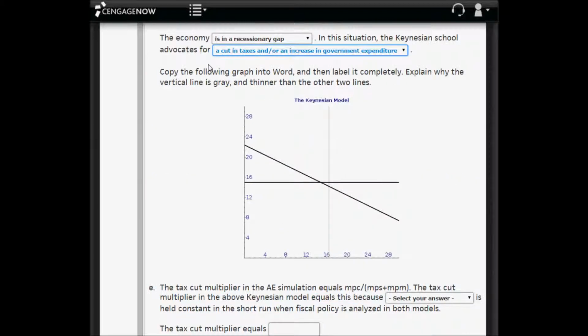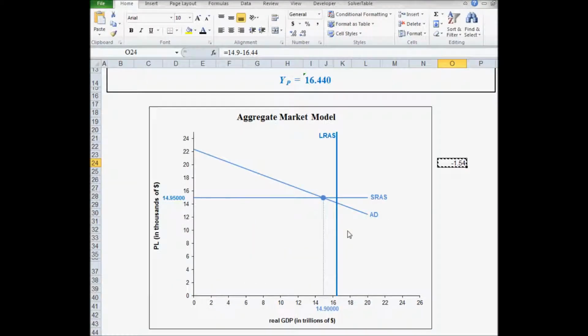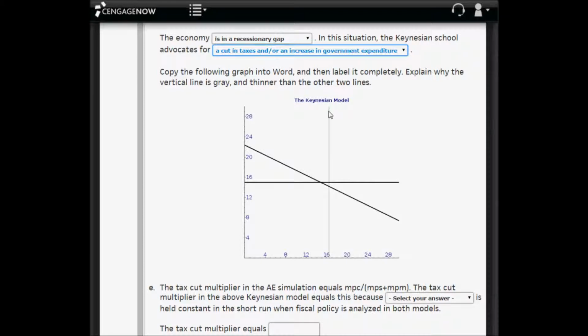So here's a graph that looks just like the one from the Excel spreadsheet. So this right here is going to be labeled long-run aggregate supply. This is going to be labeled short-run aggregate supply. This is going to be labeled aggregate demand. This axis is labeled PL for price level. It's in thousands of dollars. This axis is labeled Y, or real GDP, and it's in trillions of dollars.